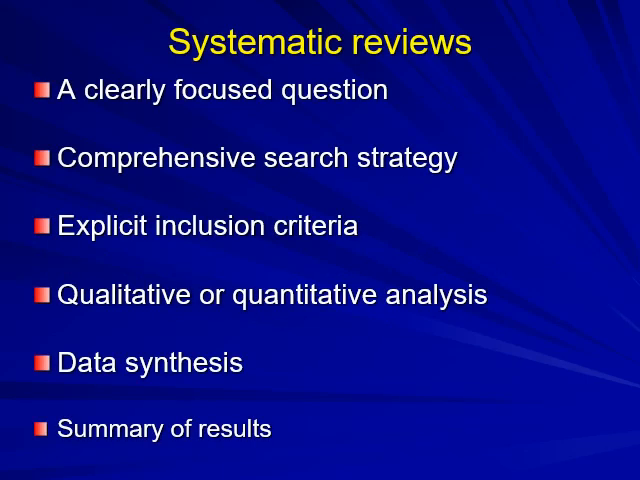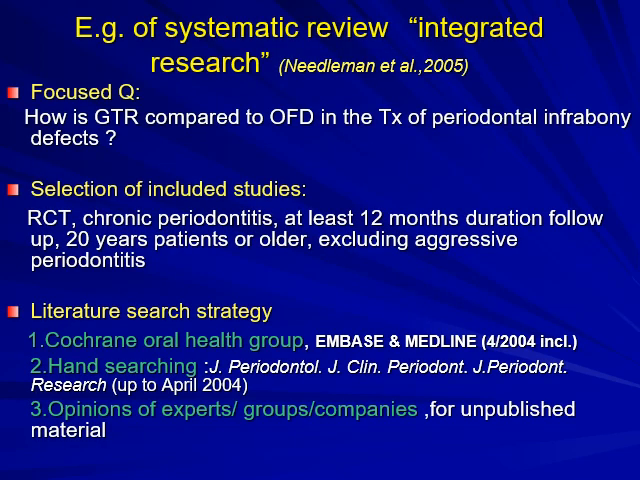Systematic reviews answer a clearly focused question. We have a comprehensive search strategy, explicit inclusion criteria, a qualitative or quantitative analysis, data synthesis, and then a summary of results. Here is an example of a systematic review or integrated research, for example, a focus question. The question, for example, is how guided tissue regeneration compares to open flap debridement in the treatment of periodontal infrabony defects. This is a focus question.